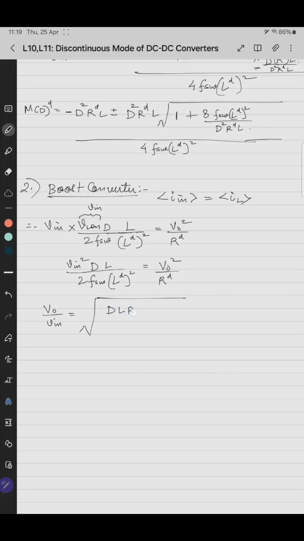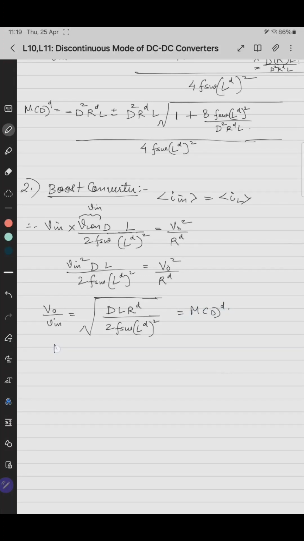dl RD by 2 f switching LD square. I think this is the expression for the boost converter. RD into dl by 2 f switching LD square. This is equal to M of D for DCM.